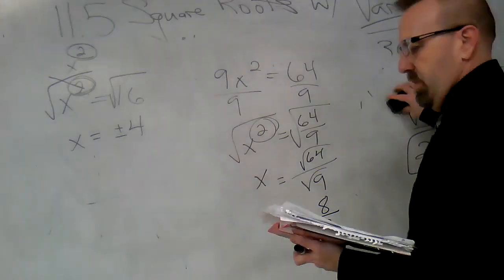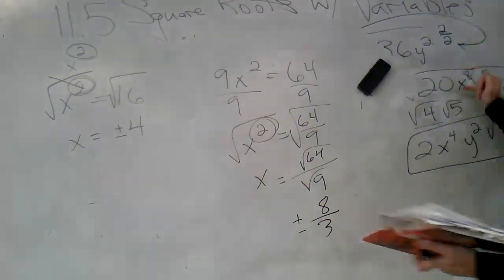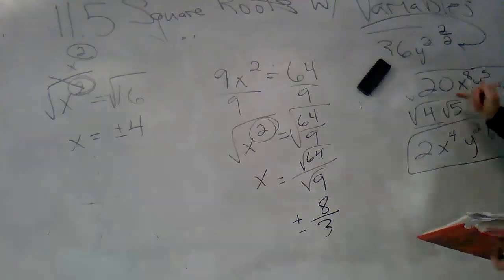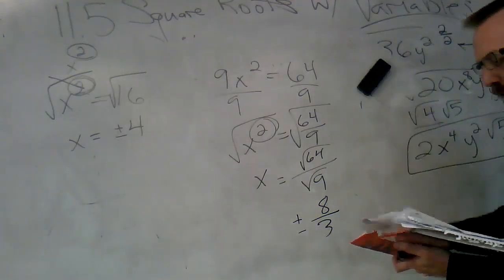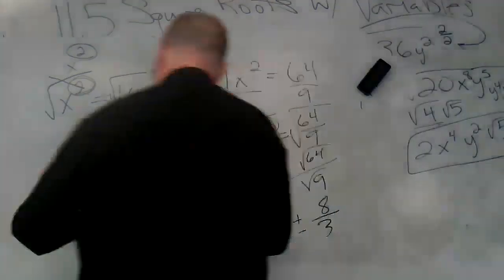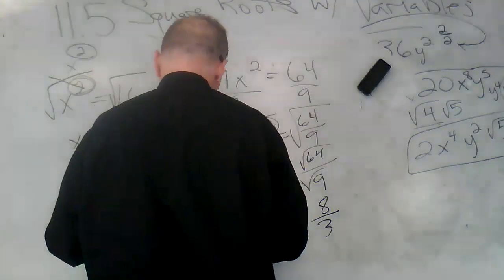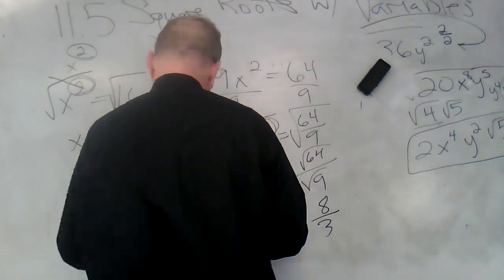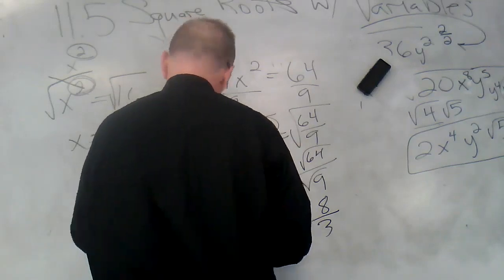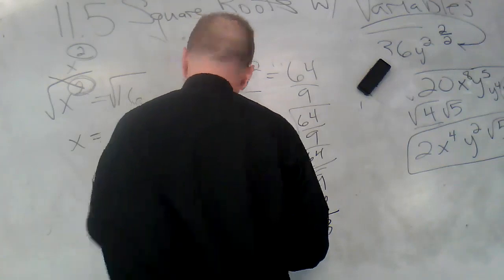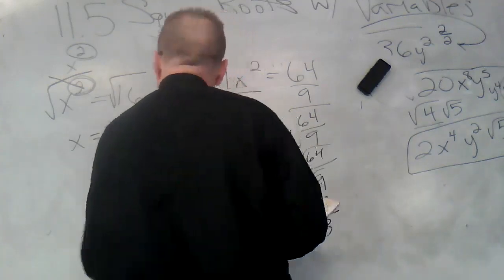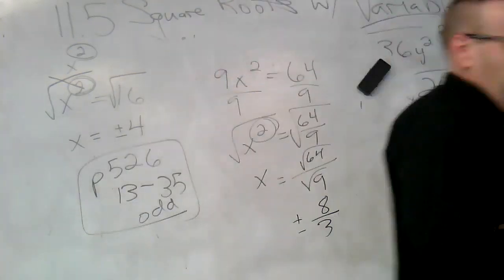All right. So we're doing some with the variables where you're breaking down the square root, and we're going to do some where you're solving the equations. So on page 526, 13 to 35 odd, 526.